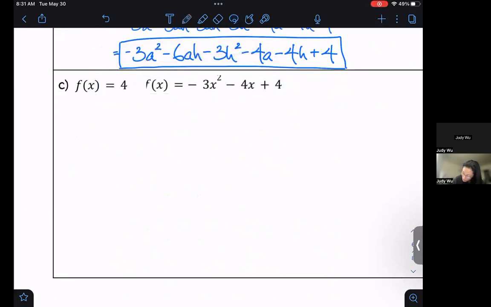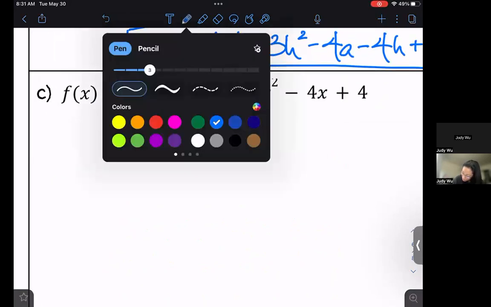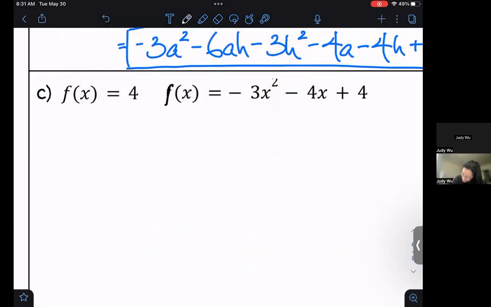All right. So we have this f of x equals -3x squared minus 4x plus 4. And this question is a little different. F of x equals 4.